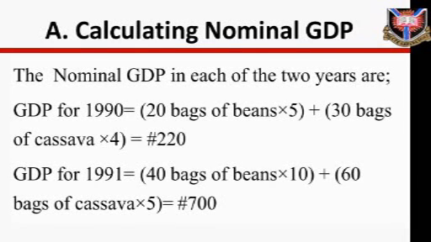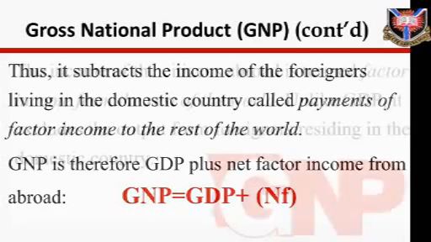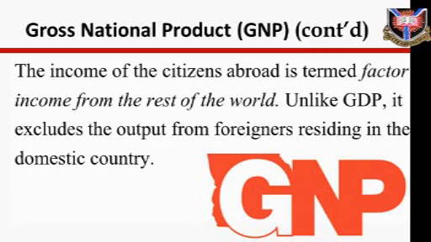Gross National Product, GNP. Gross National Product is the market value of all goods and services produced by all the nationals, that is, citizens of a given country, irrespective of whether they reside within the domestic country or abroad. It includes the output or income of all the citizens of the country resident in the domestic country, as well as the output or income of the citizens of the country who are abroad. The income of citizens of the country living abroad is termed factor income from the rest of the world.